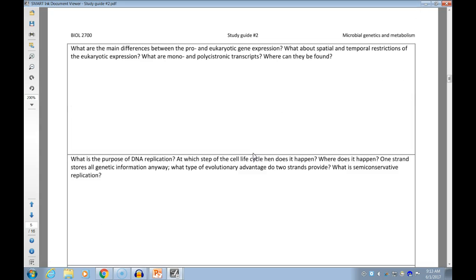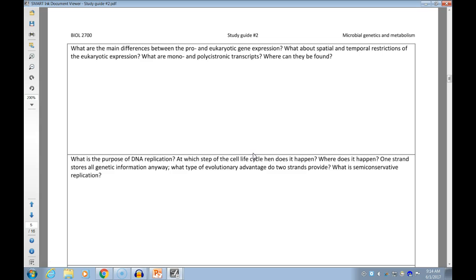Prokaryotic gene expression. That picture. Prokaryotic is simultaneous. Eukaryotic is separated in time and space. Prokaryotic mRNA is not modified. Eukaryotic is splicing, capping. Prokaryotic polycistronic. Eukaryotic monocistronic.